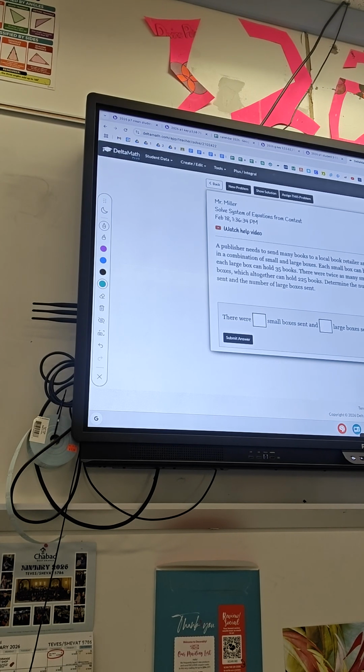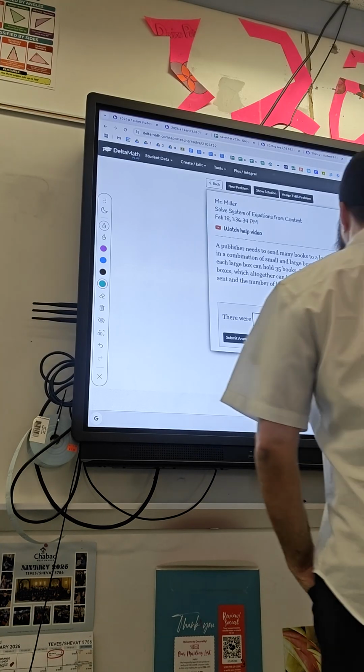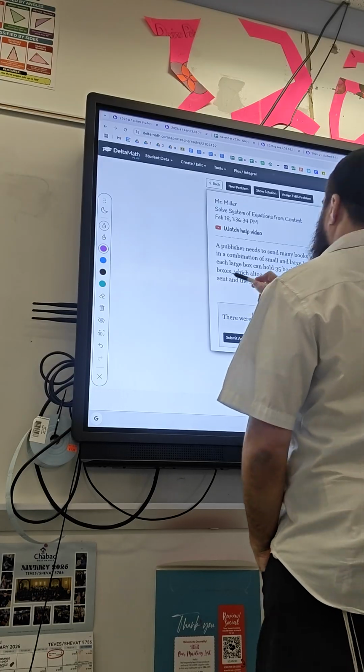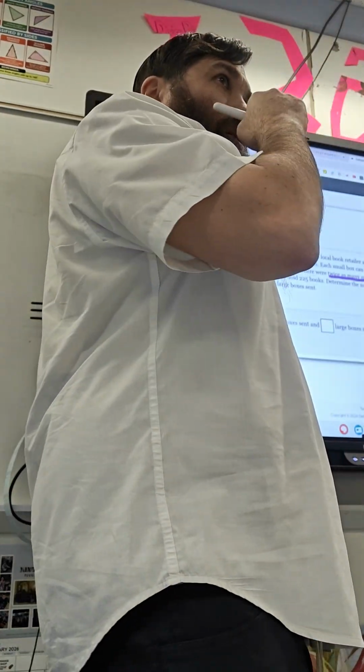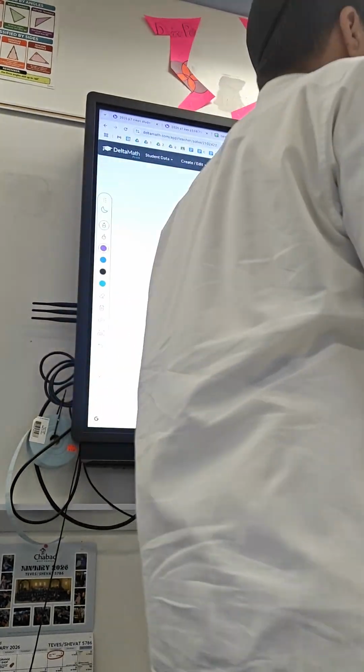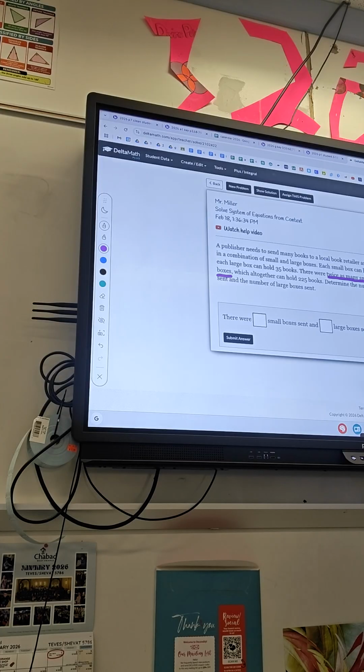So 20 times the number of small boxes plus 35 times the number of large boxes is going to be altogether 225. That's one equation. The second equation is twice as many small boxes as large boxes. It's tricky the way this is written: if she sent 10 large boxes, that means she sent 20 small boxes. So small equals twice large.